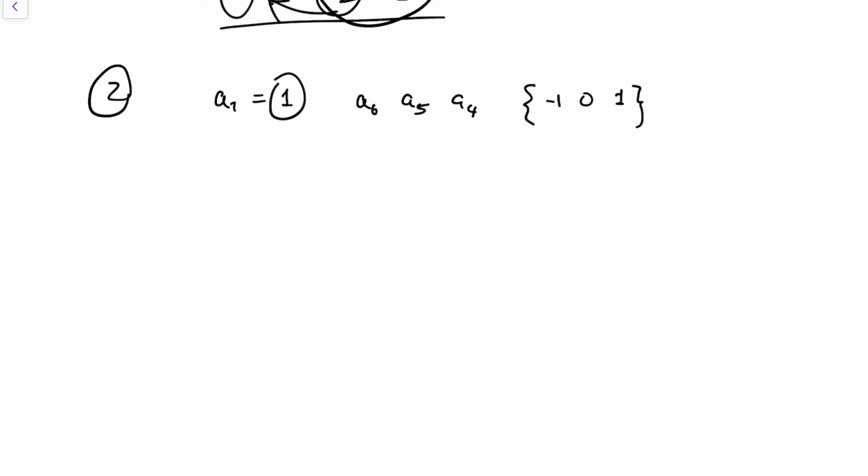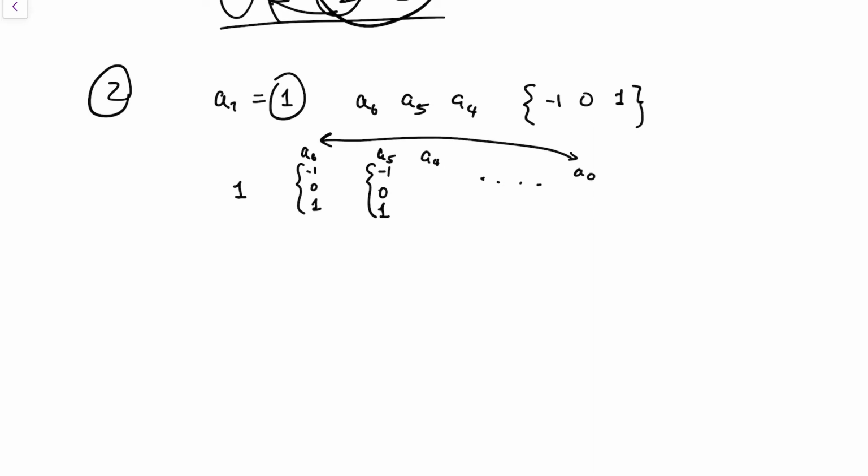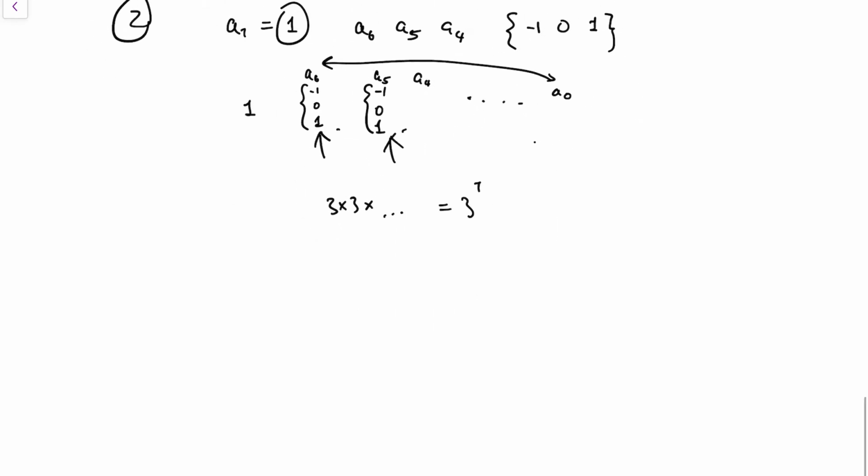So 1, and then there are three choices for a6, right? -1, 0, and 1. Three choices for a5, three choices for a4, which means from a6 to a0, there are 7 different pairs of 3s, which means it's 3 times 3 times, it's 3 to the power of 7. 7 3s multiplied together because each of them has 3 possibilities, and you have 7 different pairs.